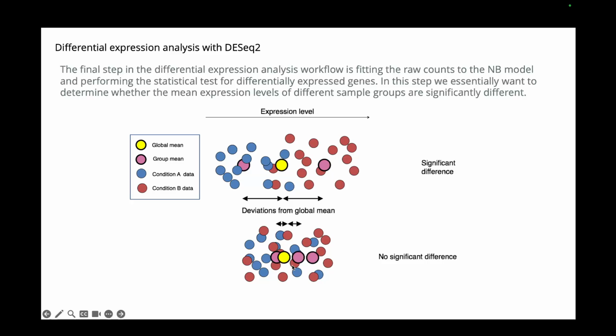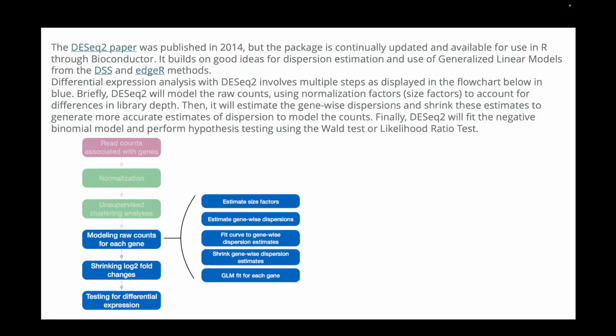So in the first step, you want to essentially determine whether mean expression levels of different sample groups are significantly different or not. Differential expression analysis with DESeq2 involves multiple steps as displayed in the flowchart below in blue. Briefly, DESeq2 will model the raw counts using normalization factors, which are size factors, to account for the differences in library depth. Then it will estimate gene-wise dispersions and shrink these estimates to generate more accurate estimates of dispersion to model the counts. Finally, DESeq2 will fit the negative binomial model.